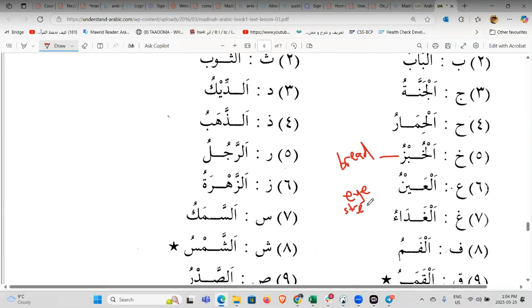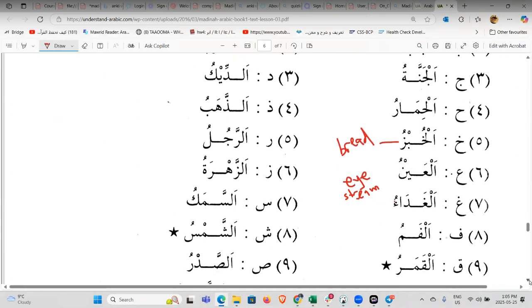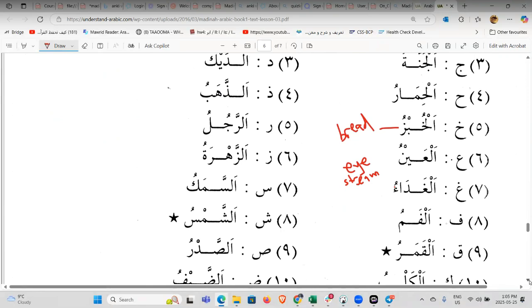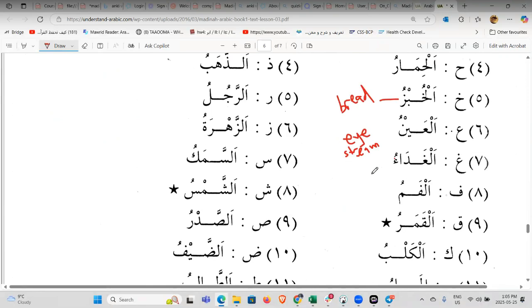In the Quran, when Allah describes al-jannah, He always describes places with rivers flowing underneath, streams flowing underneath. Al-ghada' is breakfast. So ghain is a moon letter. Fa is a moon letter. Al-fam, the mouth.